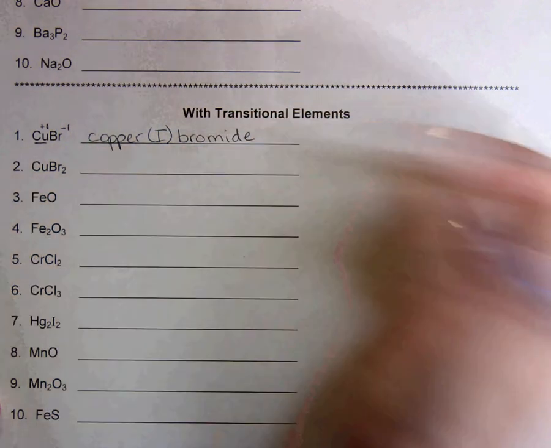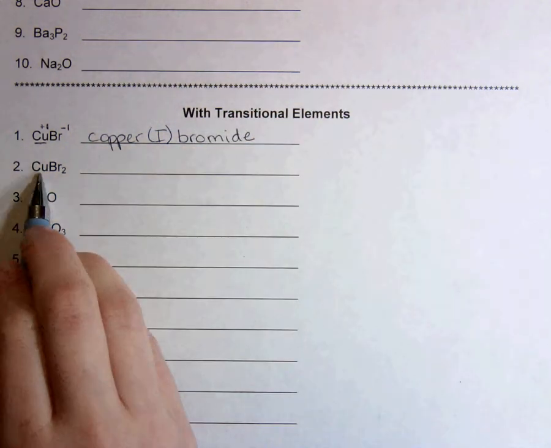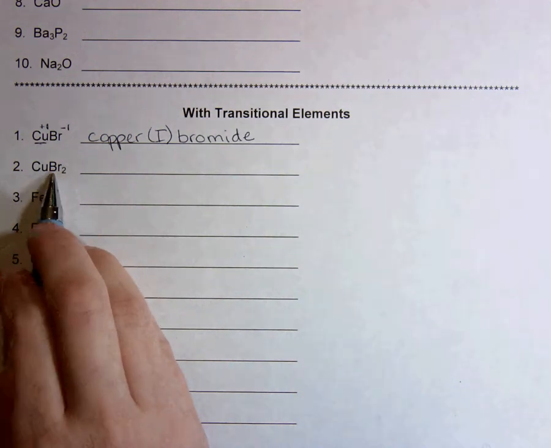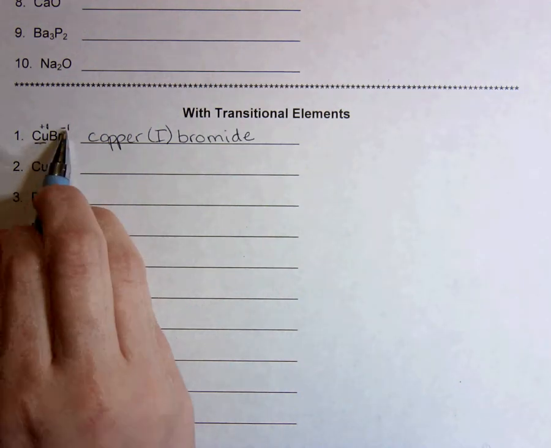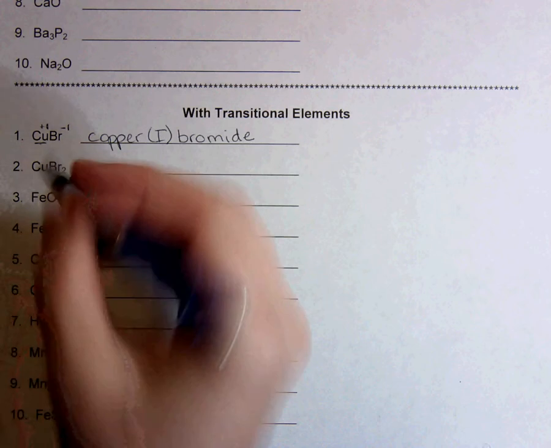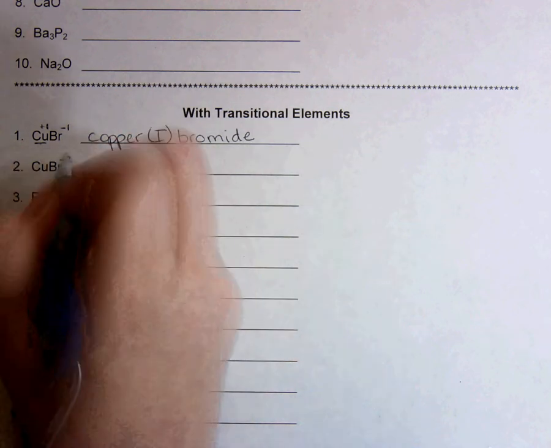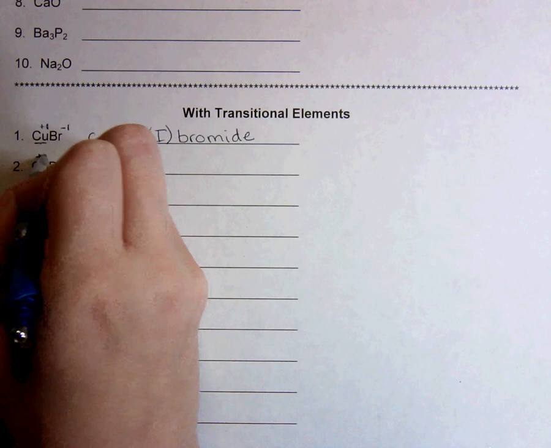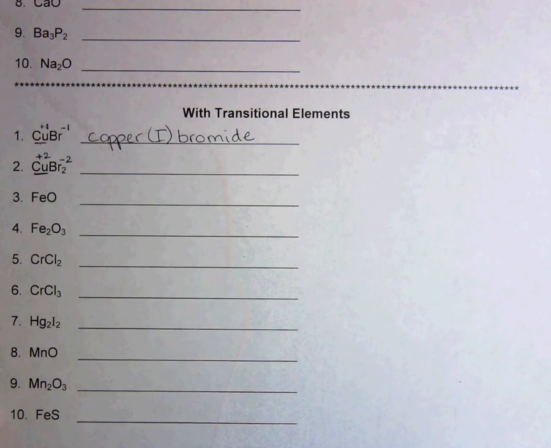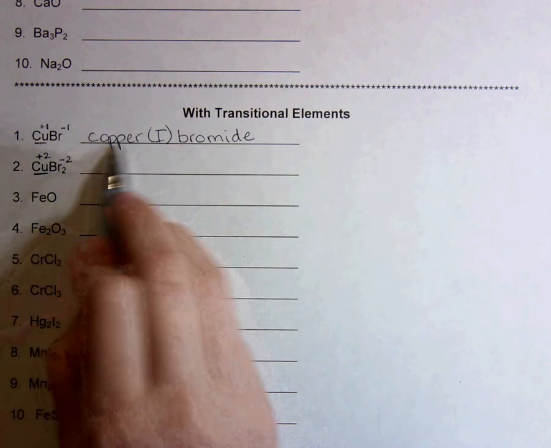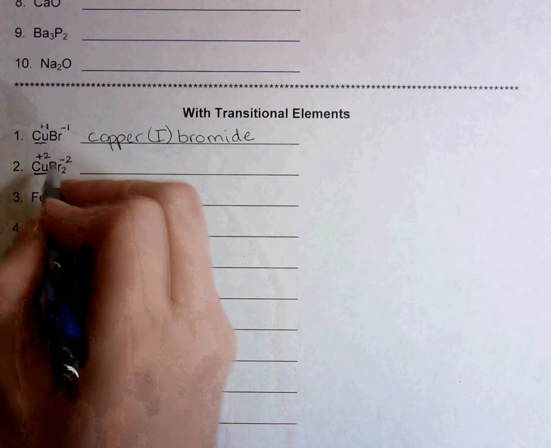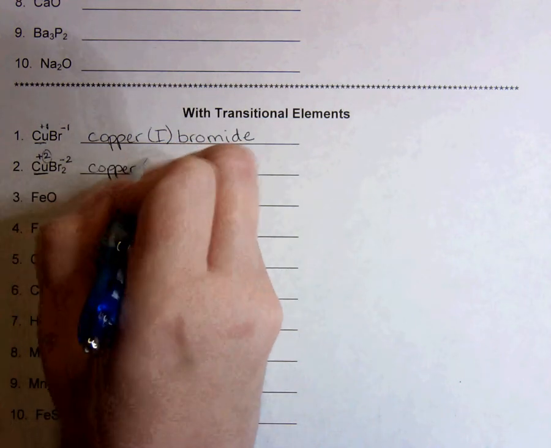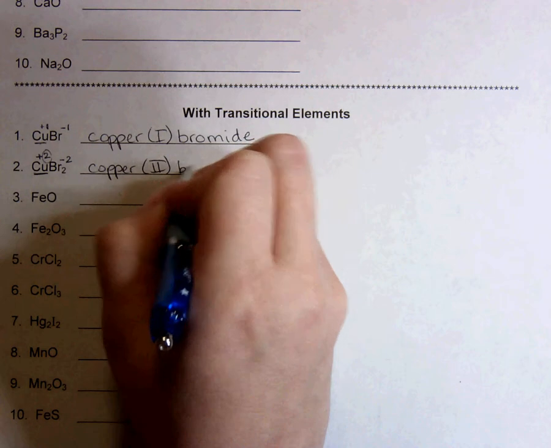Bromide. Now here is copper and bromine again, but now I have 2 of these bromines. Remember, each bromine is a -1. If I have 2 of them, then I have a total of a -2 charge, which means that this has to have a +2 charge to cancel it out. So now I don't have copper 1 bromide, I have copper 2 bromide.